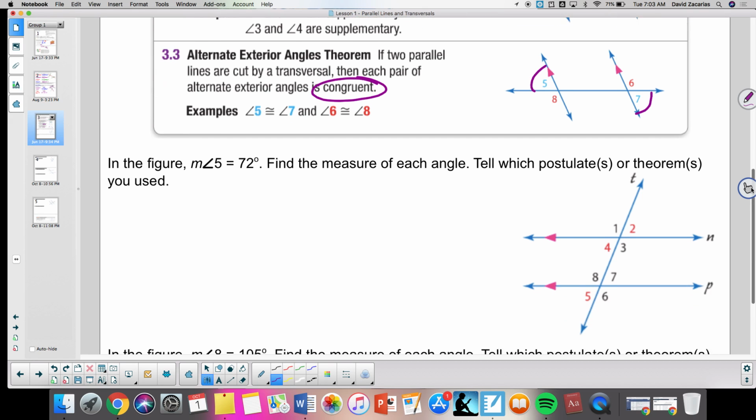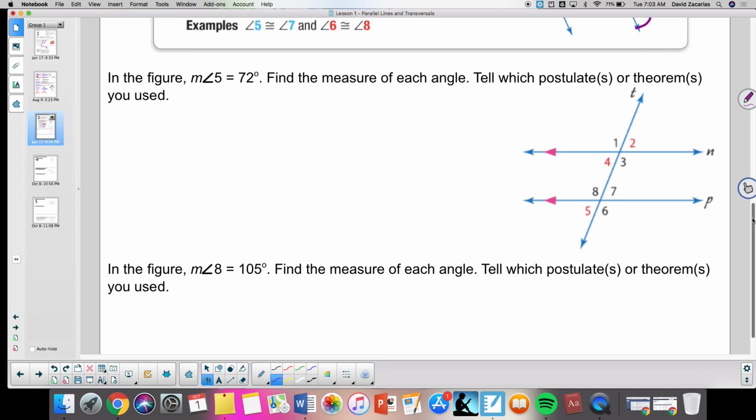Now, you really only need one angle to find all 8 of them if those lines are parallel. So notice we have here that angle 5 is 72 degrees. Well, that will help us find all of the others now. So go ahead and write these down.